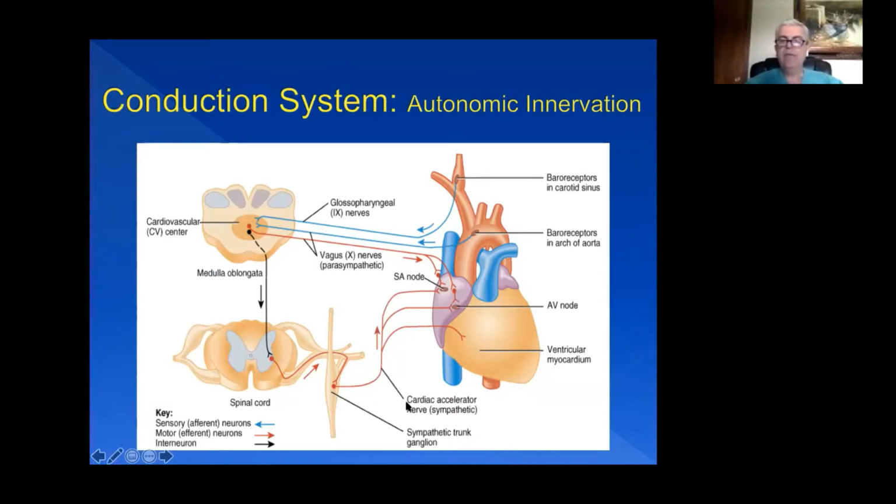The sympathetic innervation goes also to the sinus node and to the AV node, but also goes to the ventricles. So the vagal innervation does not go to the ventricle, only the sympathetic innervation. And that's responsible for acceleration, increasing the heart rate.